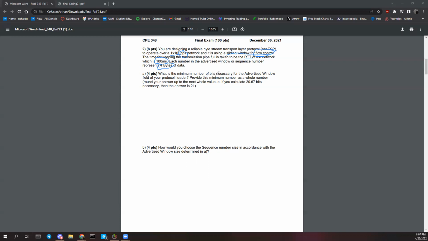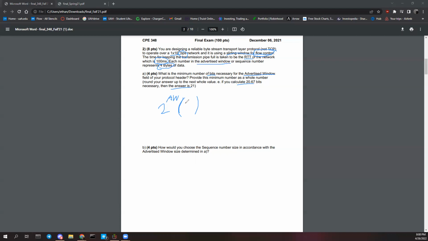What is the minimum number of bits necessary for the advertised window field of your protocol header? Provide this minimum number as a whole number. All right. So basically, the formula for advertised window is 2 to the power of the advertised window bits, times this. So we need 4 bytes of data because each number in the advertised window represents 4 bytes. So we just add a scalar.